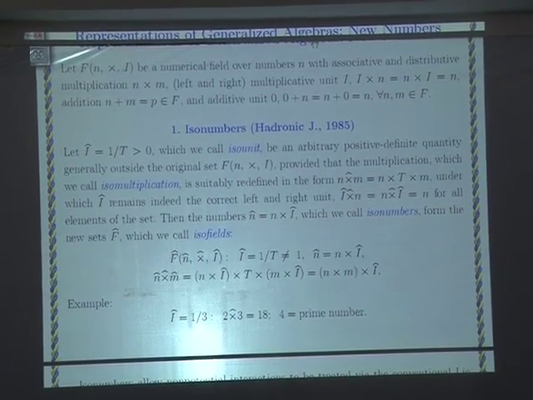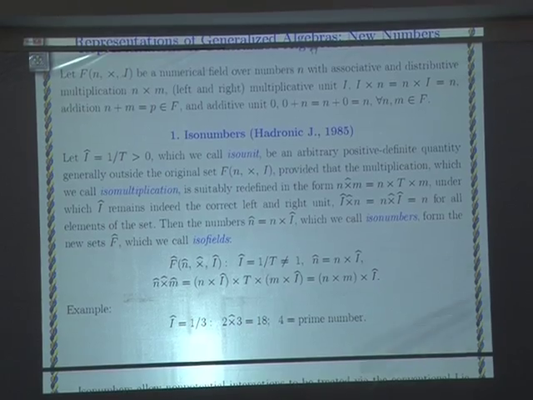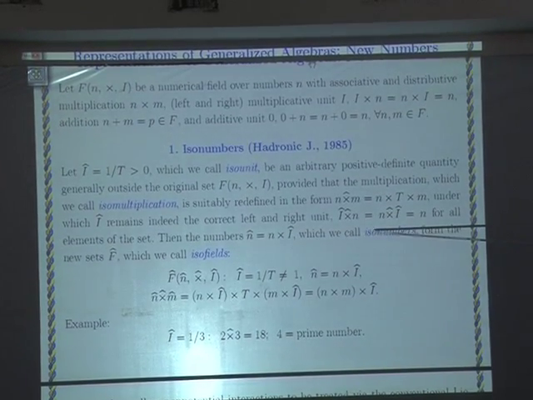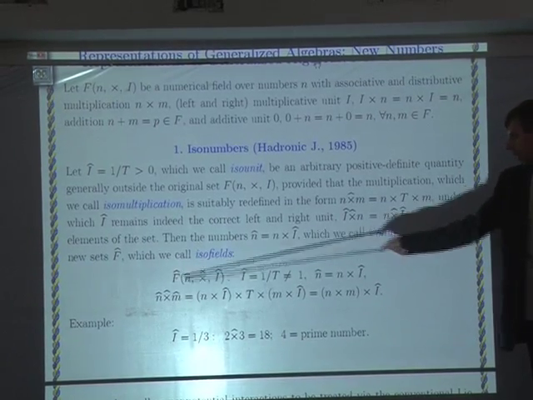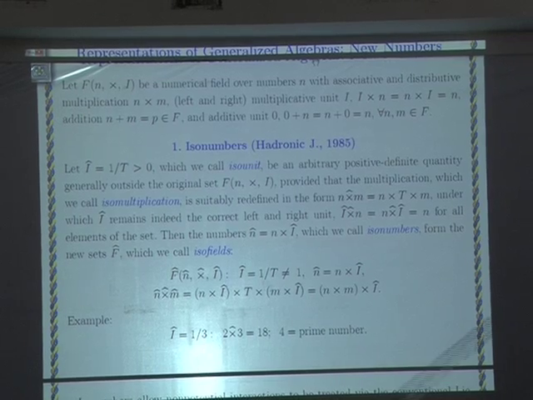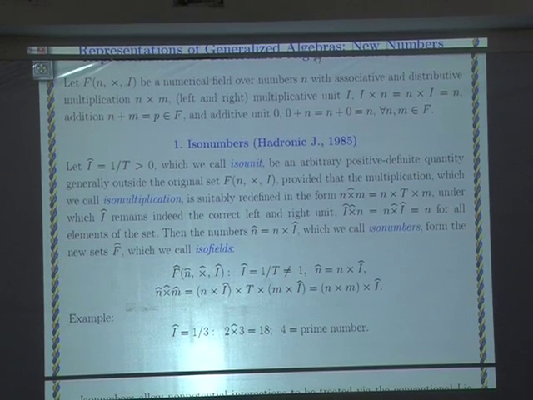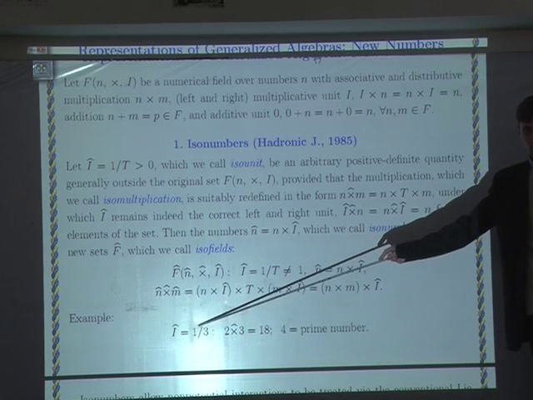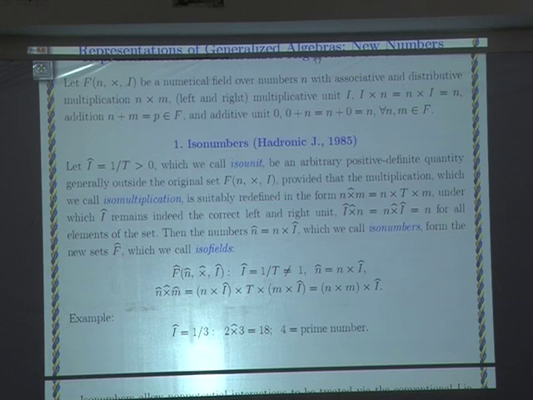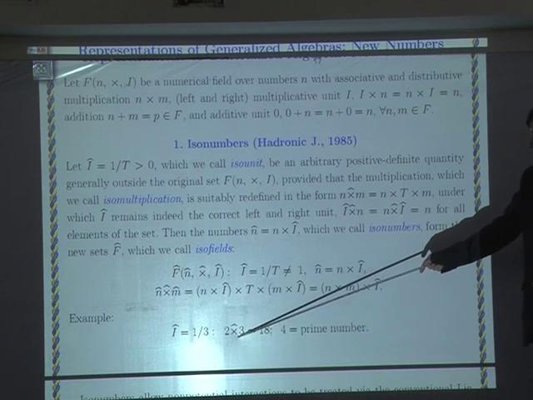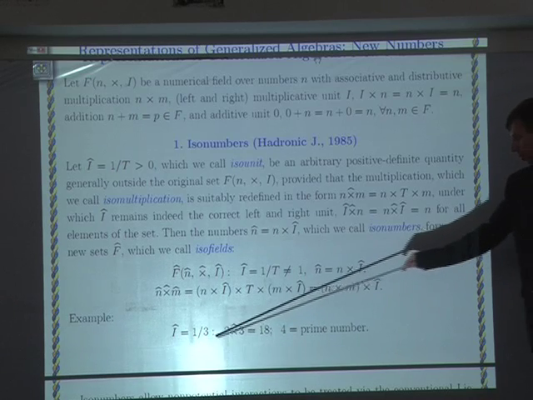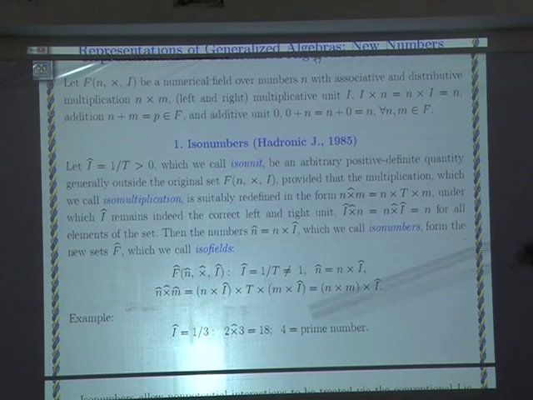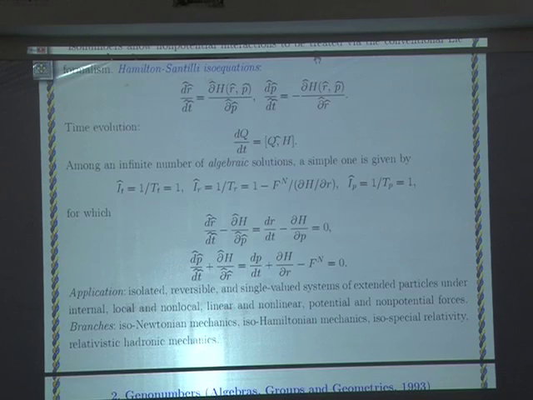and derive new numbers, which were called n hat. And in that case, we can build what is called iso numbers and iso fields. And iso fields is F hat, which are composed from these iso numbers. For example, if we take iso unit equal to 1/3, then iso product of 2 and 3 will be 18. 2 multiplied by 3 multiplied by 3, and in that case, for example, 4 is the prime number.